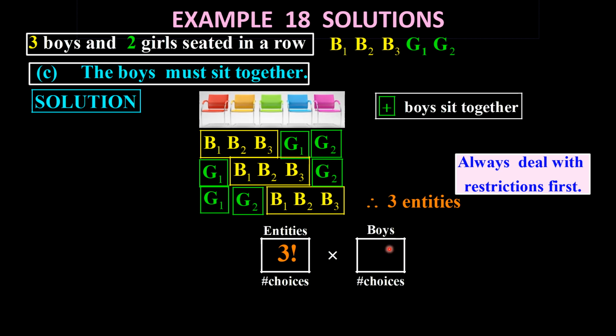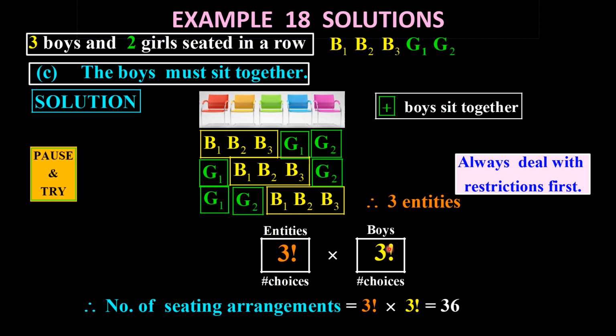How many entities are there? 3, so that's 3 factorial. How many boys are there? 3 factorial, right? So if the boys must sit together, then the number of seating arrangements is 3 factorial times 3 factorial, which is equal to 36.